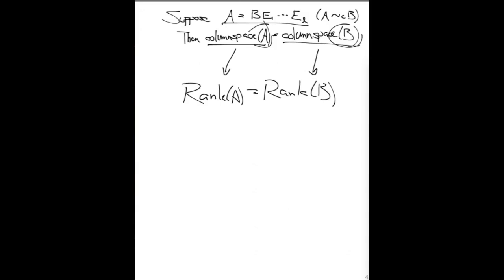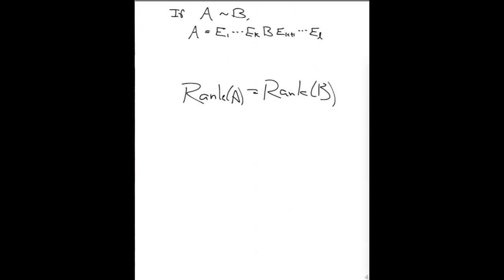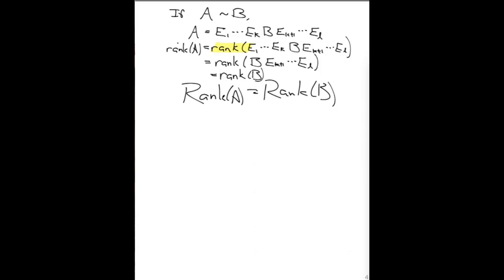And so what we've shown, putting it together, is that if A is equivalent to B, that is, A can be written as B multiplied on the left and on the right by elementary matrices, then the rank of A is equal to the rank of E1 through EK times B times EK plus 1 through EL. But we know that since this matrix is row equivalent to this matrix, they have the same rank. And since this matrix is column equivalent to this matrix, they have the same rank. And therefore, the rank of A is equal to the rank of B.